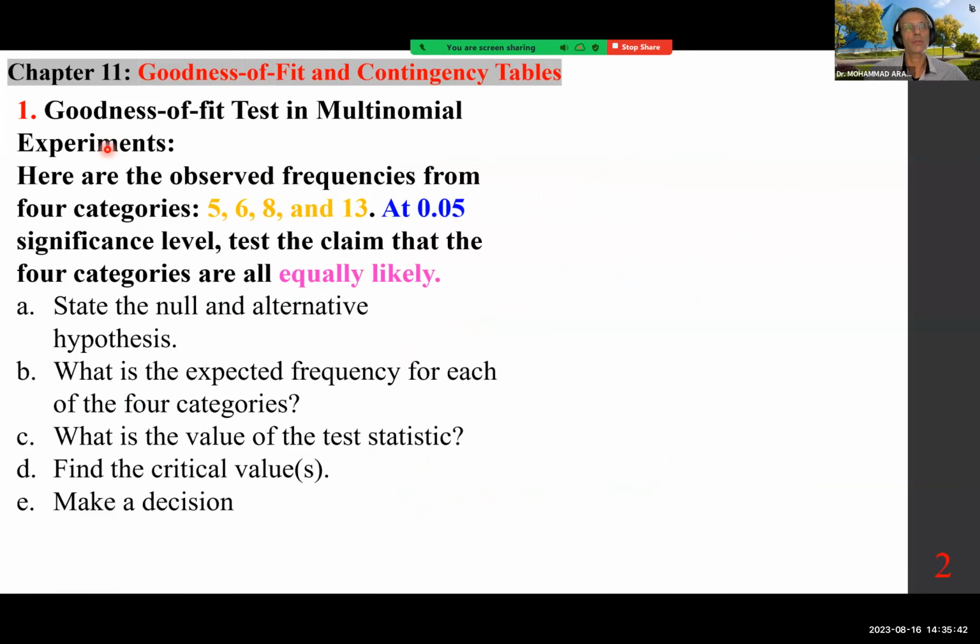Could somebody read the question, please? Goodness of fit test in multinomial experiments. Here are the observed frequencies from 4 categories: 5, 6, 8, and 13. At 0.05 significance level, test the claim that the 4 categories are all equally likely.